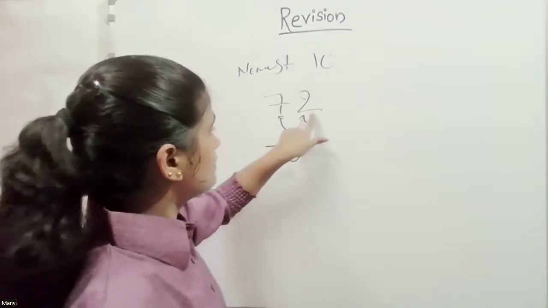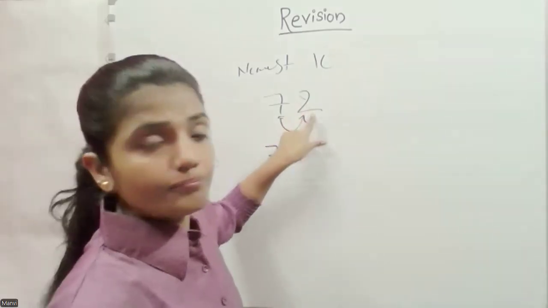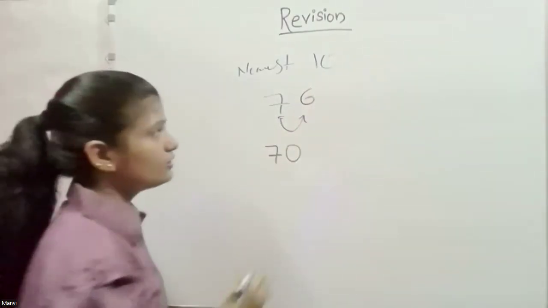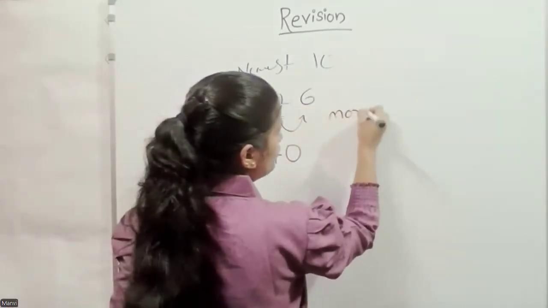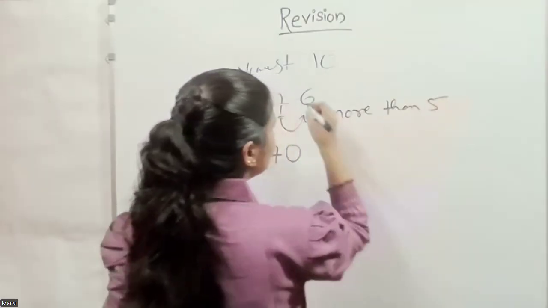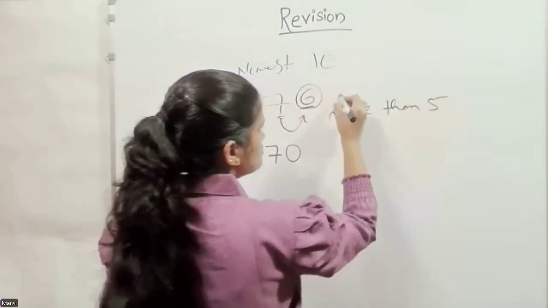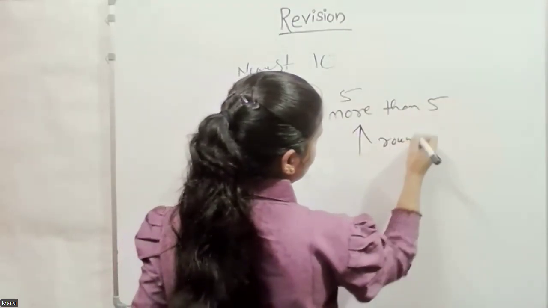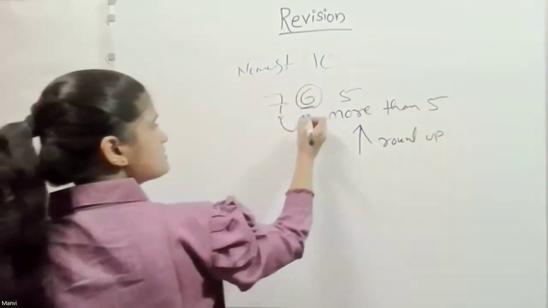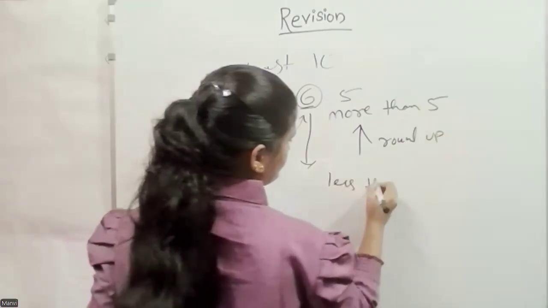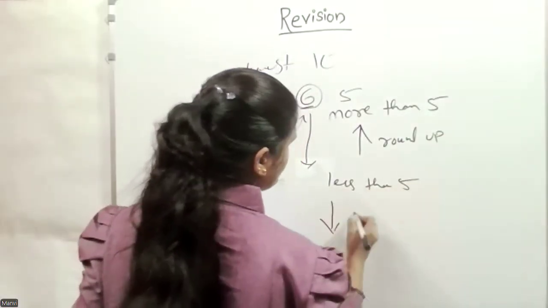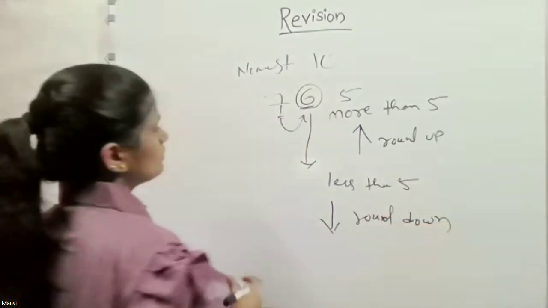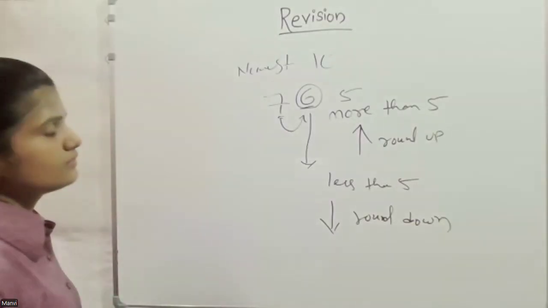Can I copy this down? What if this is 6? Then this would be 80. If this number is 5 or more than 5, we always round up. And if this number is less than 5, then we always round down. Okay? Okay. May I copy this down? Sure.